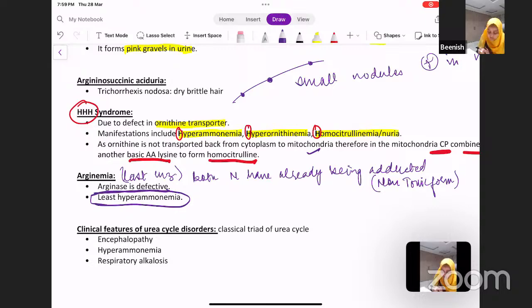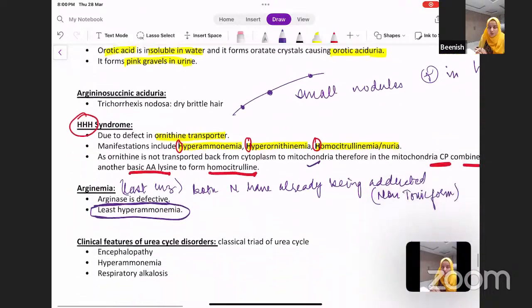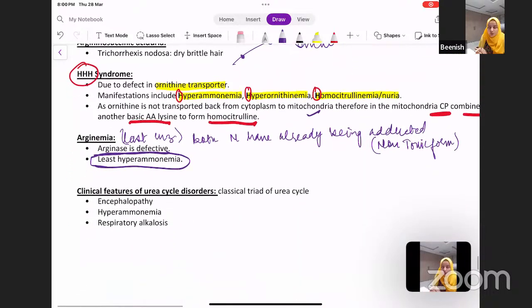So if you get an MCQ that among the following, HHH syndrome, argininosuccinic aciduria, citrullinemia, and argininemia, all of them are urea cycle disorders, but which of the following has least hyperammonemia? Your answer will be argininemia. Why? Because this is the last enzyme in the cycle. So by the time the arginine accumulates, your two nitrogens have already been reduced to their non-toxic form. Therefore, they can be excreted in the urine and it contributes to least hyperammonemia.